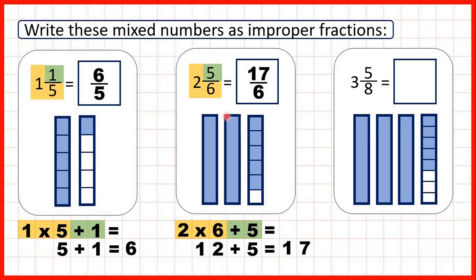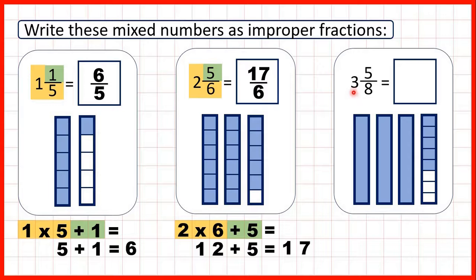And you can see why this works, because here we have 2 wholes, but if we change those 2 wholes into 6ths, then what was 2 wholes is now 12/6, and that's why we multiply 2 by 6 to get 12. Then we need to add the 5/6 that we had in our question, and that gives us 17/6 altogether.